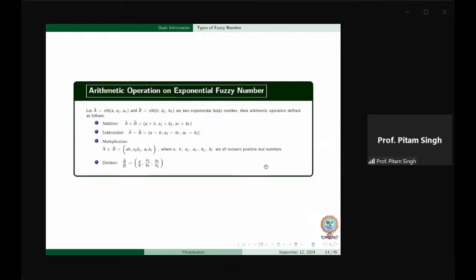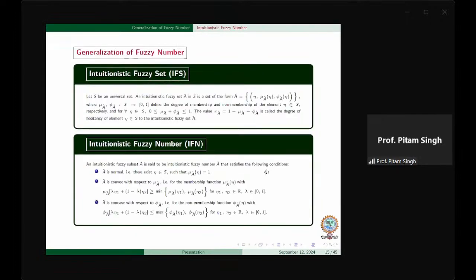So that's why we can consider various types of numbers and use them to construct generalized fuzzy numbers. Now I come to the main part of my talk, that is the generalization of fuzzy numbers, how to generalize. So the first generalization is intuitionistic fuzzy sets.